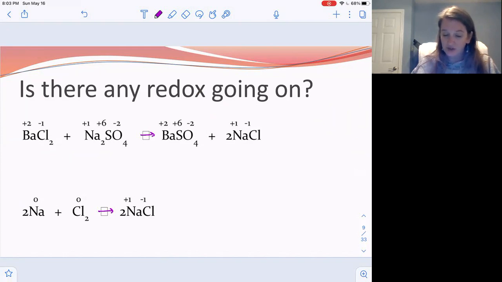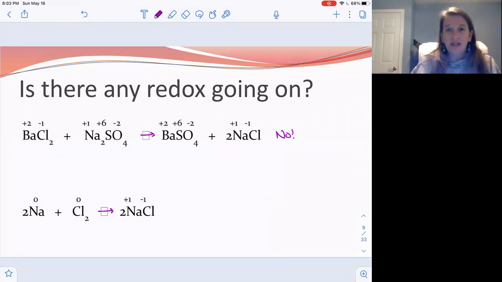In that top reaction, barium is +2 on both sides. Chlorine is -1 on both sides. Sodium is +1 on both sides. Sulfur is +6 on both sides. Oxygen is -2 on both sides. So there is no oxidation reduction happening in that top reaction because everything has its same oxidation number.